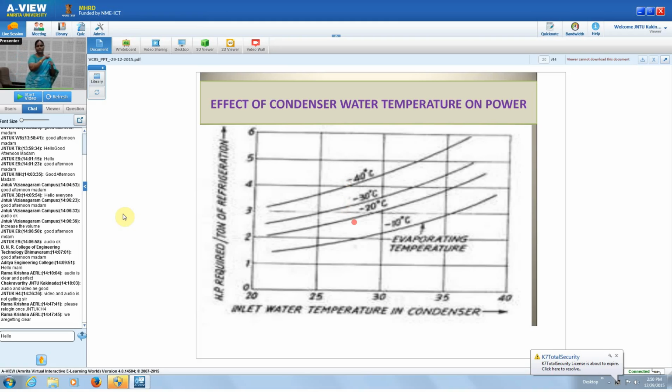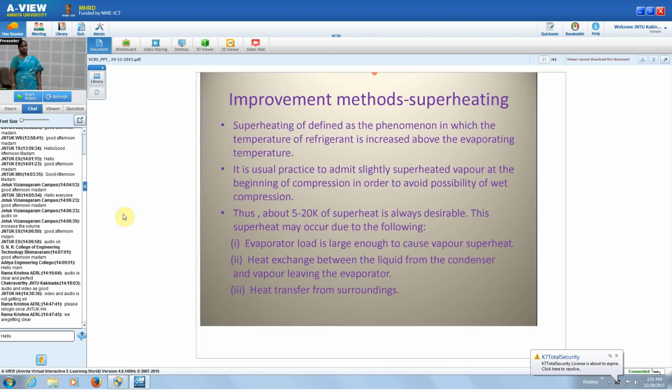So evaporator temperature, inlet temperature of the condenser, and the power required for the compressor. So when the evaporator temperature decreases, work input will always be increased. Similarly, if the condenser temperature increases, more condenser water we have to send out. With that effect also, the work input to the compressor increases. So those are the four variables we have considered, the two pressures and two temperatures, which will change the COP. Then let us see the improvement method.